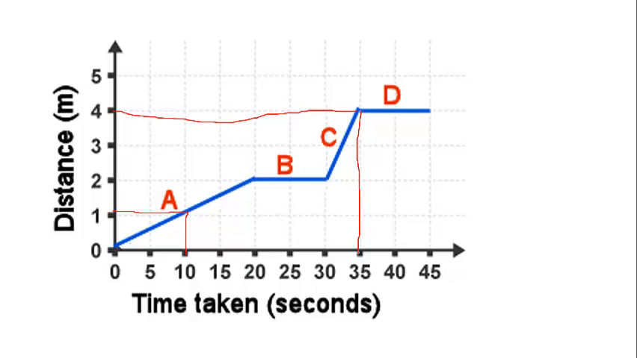Now, what you'll also notice is that there are different line segments here. So we've got A, B, C, and D. And you can tell that there are different segments of this line because the slopes are different. So what is the slope? I'm so glad you asked. The slope is the steepness of the line.